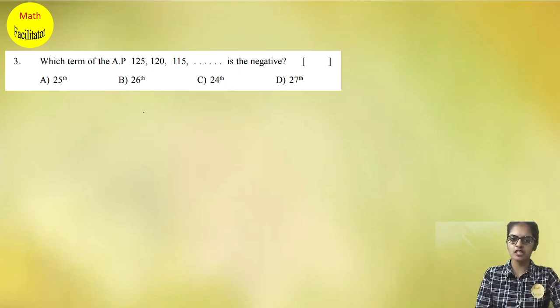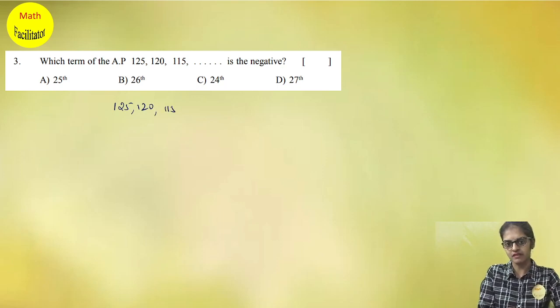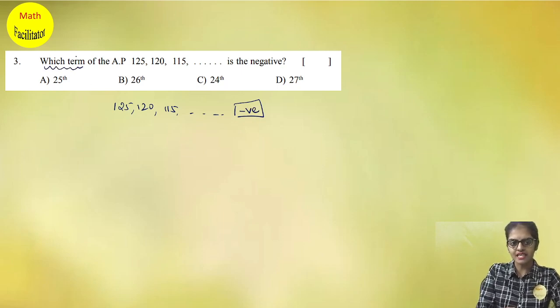Okay, which term of the AP? The AP given is 125, 120, 115, and so on. Which term is negative? So I want a term which is negative here. Always remember, whenever they are asking which term it is, they are asking you the n value. Okay, so which term is negative?